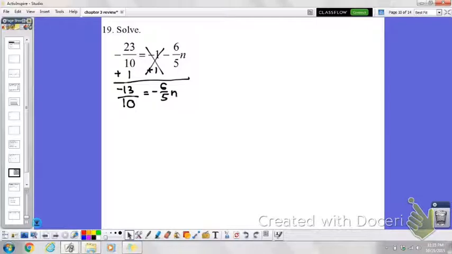And now, to get rid of the multiplication of negative 6/5, we have to divide by negative 6/5, or we know we can just multiply by negative 5/6, and it will be the same thing. We need to do that to both sides.